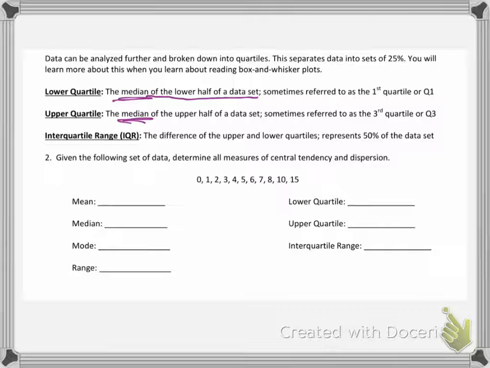Upper quartile, same deal, except we look at the upper half of the data. So everything to the right of the median, look at the upper half, find the middle of that. That is your upper quartile. Sometimes that's referred to, again, as the third quartile or Q3.